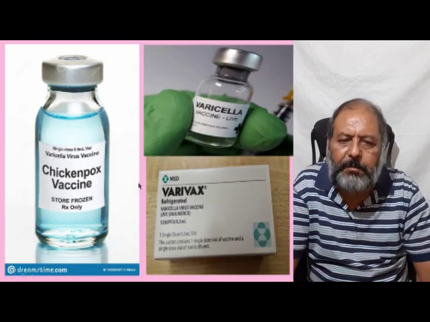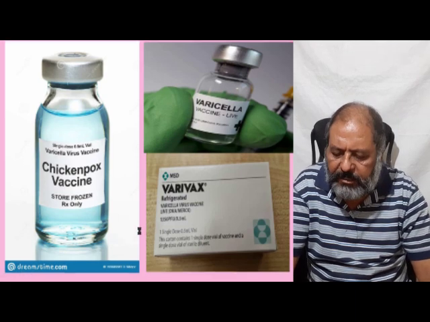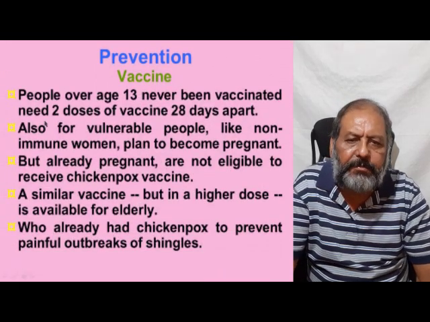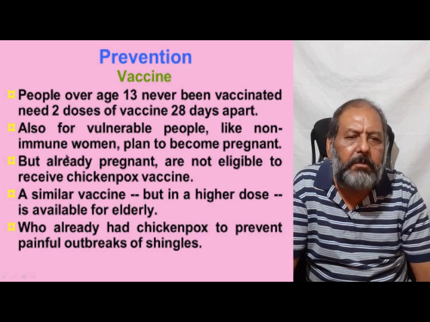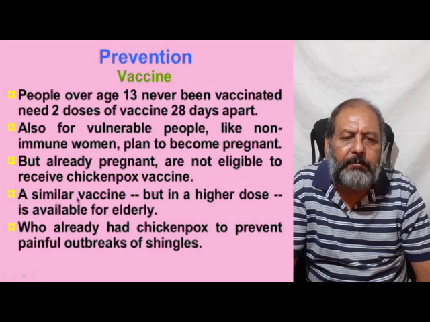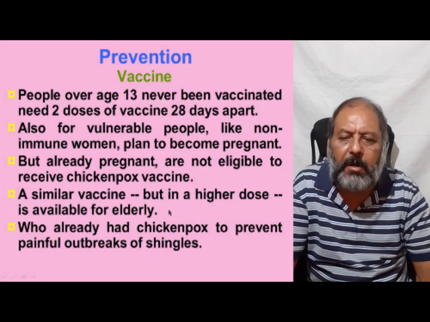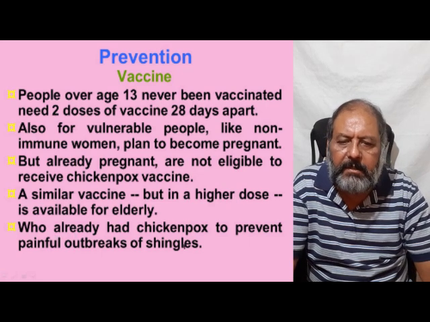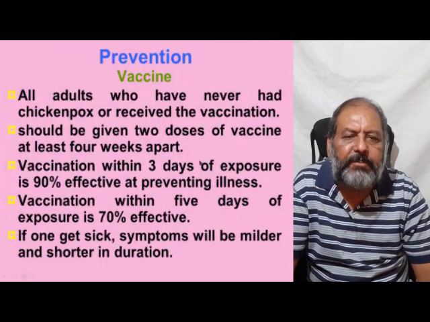That is the chickenpox vaccine, varicella vaccine, and Varivax. These are the different kinds of vaccine which are used to prevent chickenpox. People over the age of 13 never vaccinated need 2 doses of the vaccine 28 days apart. Also for vulnerable people, non-immune women planning to become pregnant but not already pregnant are eligible to receive the chickenpox vaccine. A similar vaccine in a higher dose is available for the elderly who already had chickenpox, to prevent painful outbreaks of shingles.